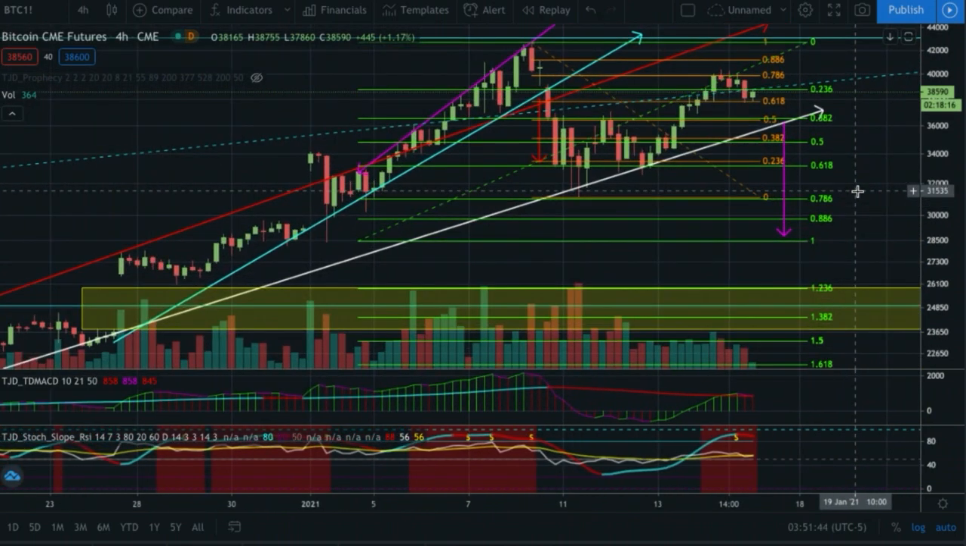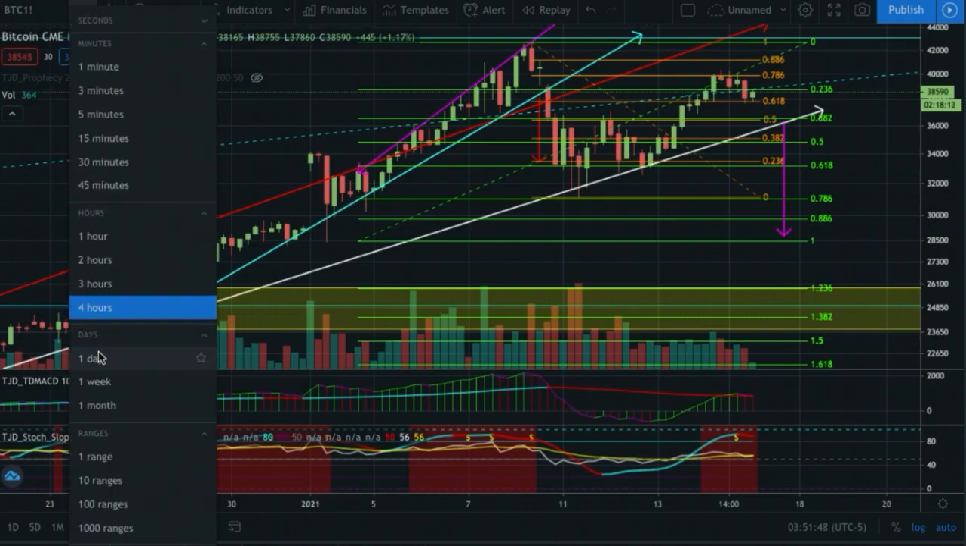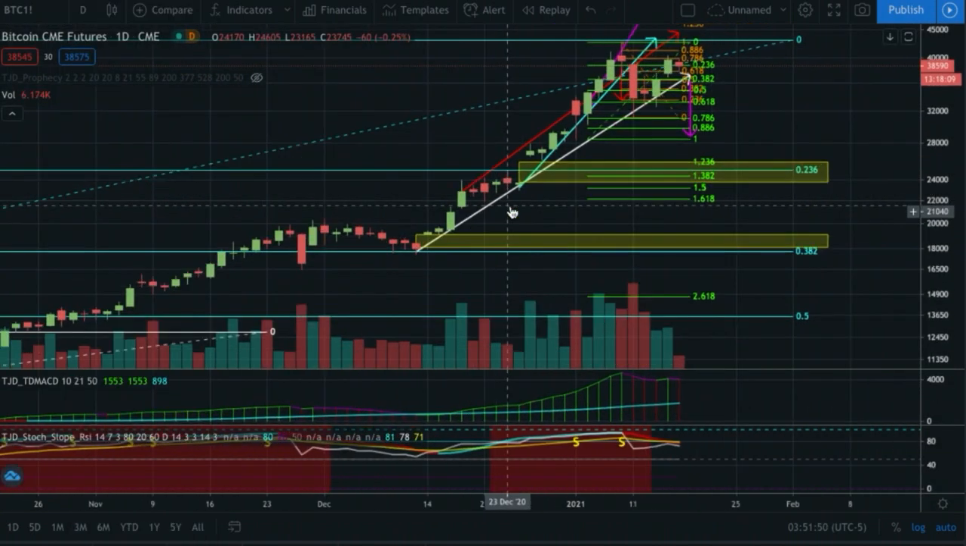So, well, there you have it. Just wanted to do a little bit of technical analysis. Let's take a look real quick at the daily as well while we're here, and just see what we're seeing.